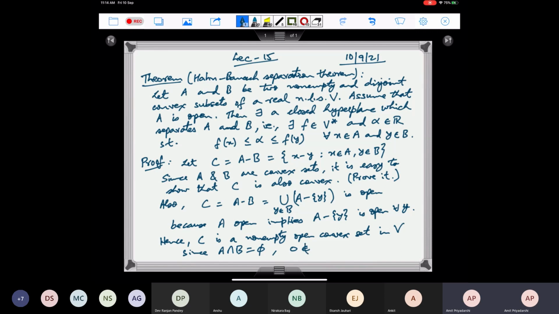0 is not in C, right? 0 will be in C if 0 can be written as x minus y, where x is in A and y is in B. That will mean that x is equal to y, which is only possible if there is something in the intersection. Because these are disjoint, the origin is not in this open convex set C. So now we have a non-empty open convex set and a point which is not in C. So now we will apply the previous proposition.